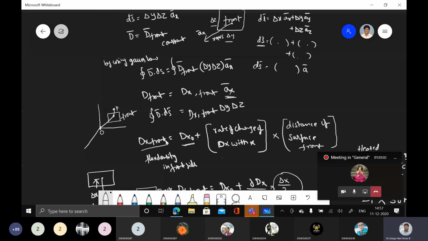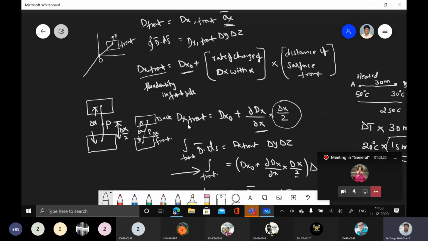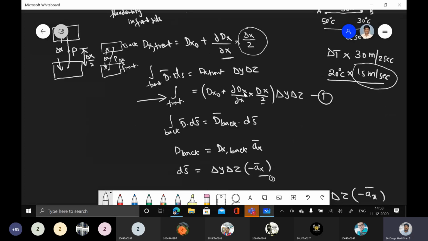To find Dx front, the flux density at the front side, we need the flux at the origin plus the rate of change of Dx with respect to x multiplied by the distance of the surface in the front. So Dx comma front is Dx naught plus ∂Dx/∂x into delta x by 2. So for the front side in total we get equation 1: Dx naught plus ∂Dx/∂x into delta x by 2, into delta y into delta z.